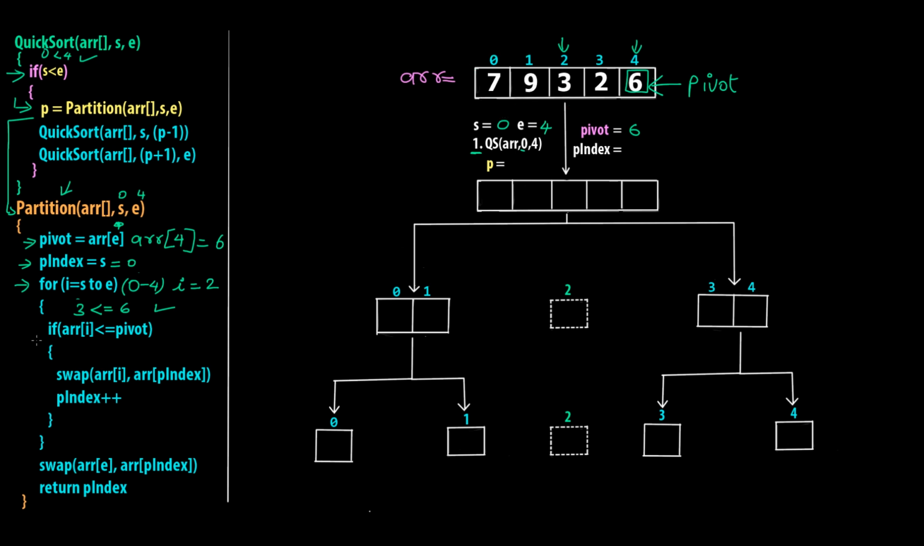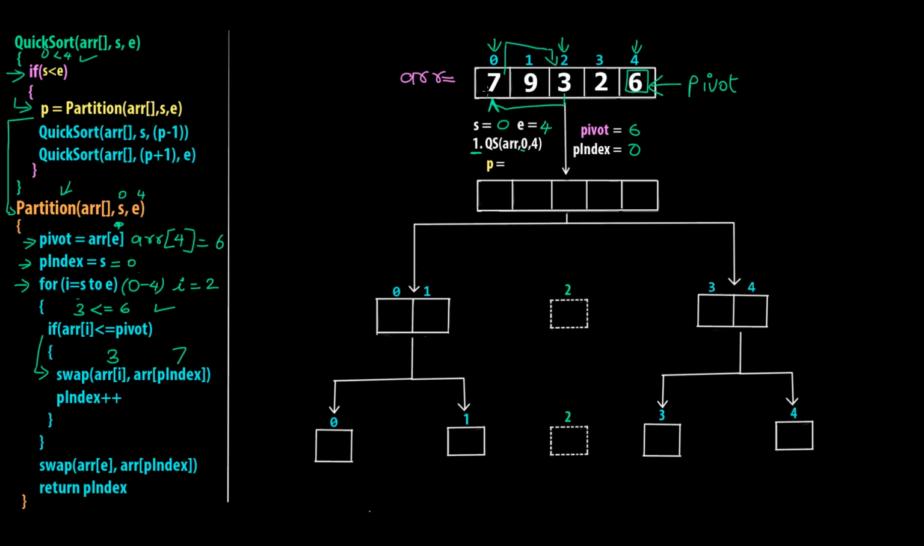Okay. So when we go inside the if block, we are saying swap ARR of I. What is I now? Right now I is 2. So ARR of 2 is 3. So swap 3 and ARR of P index. Remember we set P index as 0, right? So let me write it over here also. Initially P index was 0. So ARR of 0 is this first position in the array, which is 7. So we have to swap 3 and 7. So 3 will come over here and 7 will go over here.